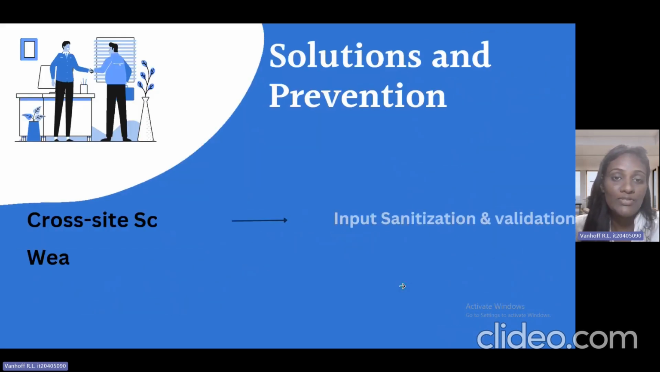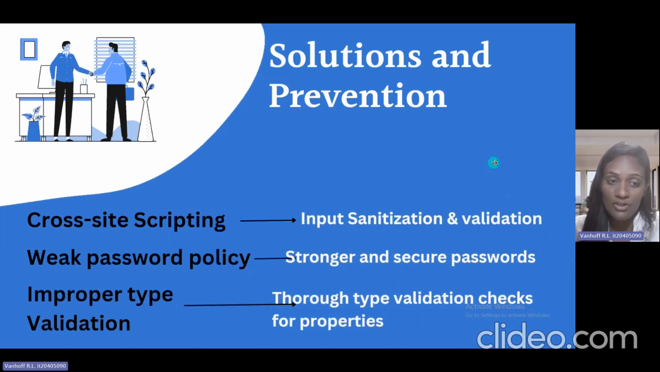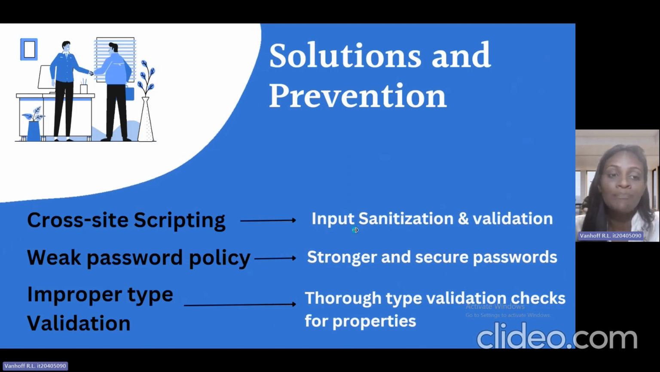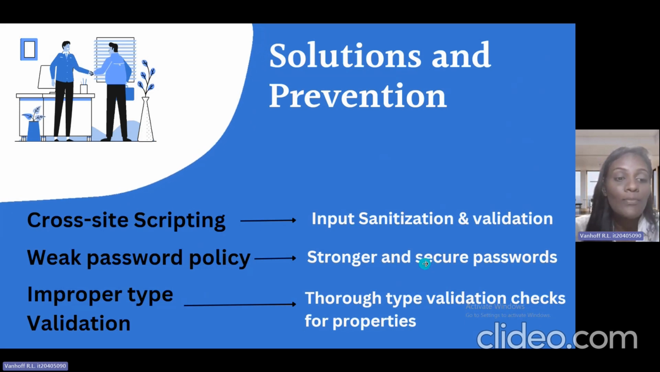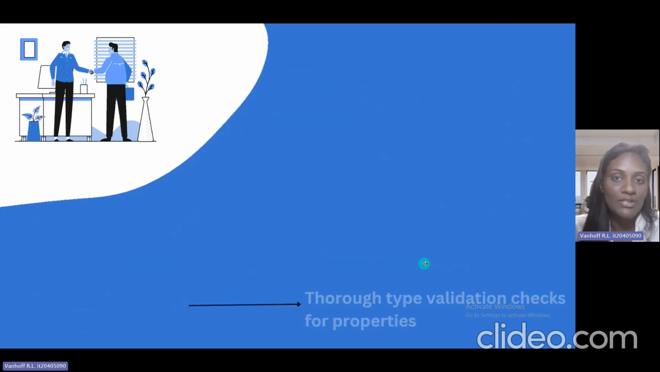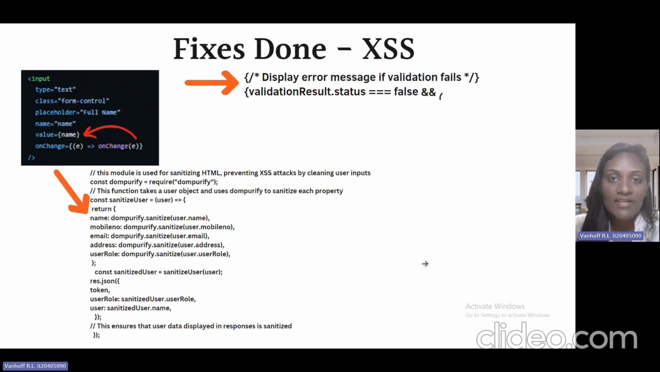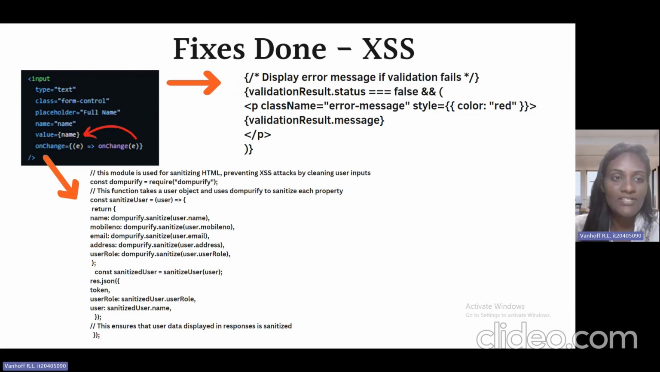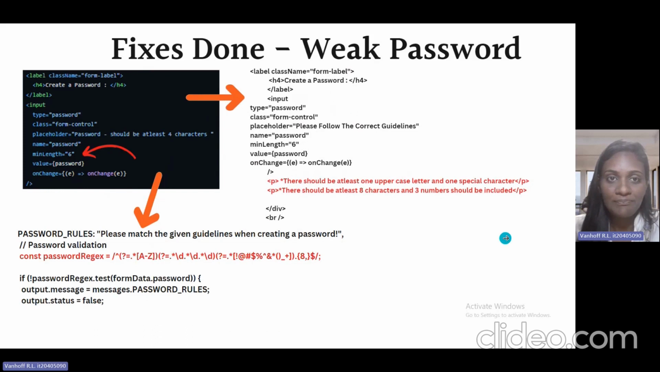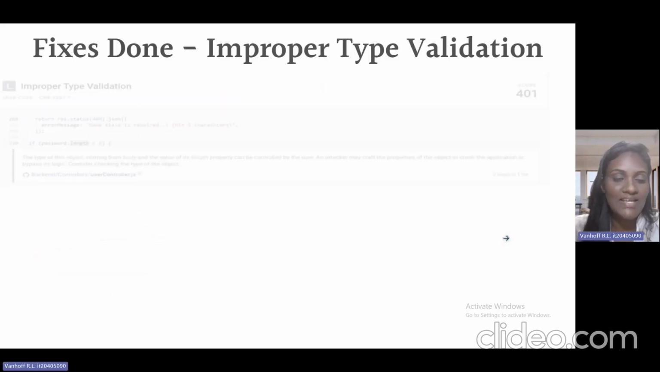If I go to the next slide, you can see the solution and the prevention. For cross-site scripting, the solution is input sanitization and validation. For weak password policy, stronger and secure passwords can be used. For improper type validation, thorough type validation checks for properties can be used. And the fixes done: for my code, I have used these fixes to fix the code and the vulnerabilities, as you can see in these slides.